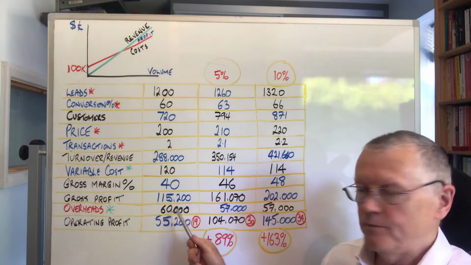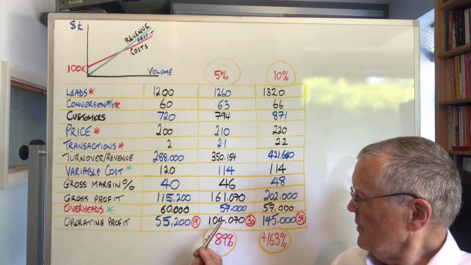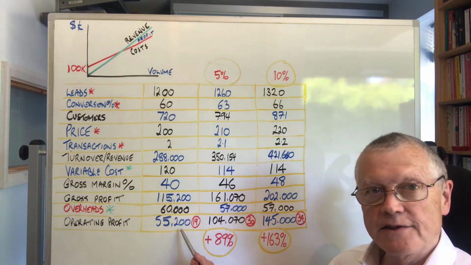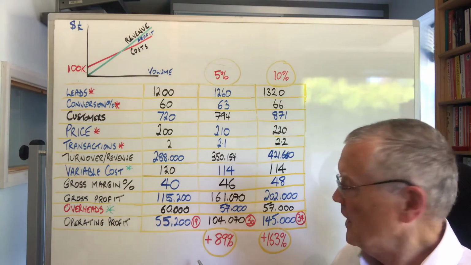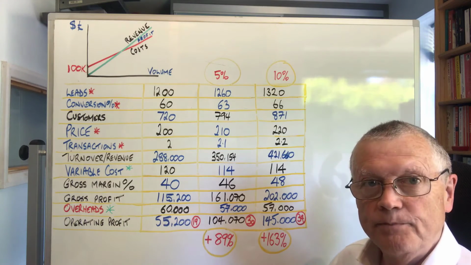Our overheads are 5% lower, 57,000. We take those off. We now end up with an operating profit of 104,000, which is 89% higher than there. So just a few 5% improvements, we've almost doubled our profit. Our net margin has gone from 19% to 30%.